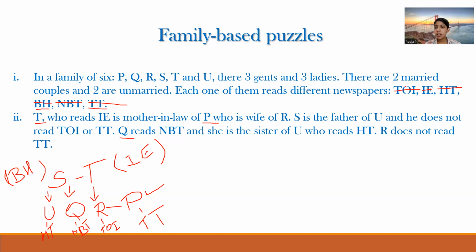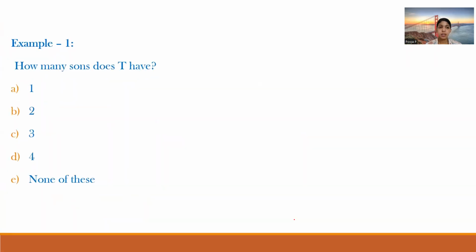So S does not read TOI or even TT. So the only option left was BH, Business Herald. So at that point of time, what is left out? Times of India and TT. So R does not read TT. So Times of India is the only option for R. How about others? Hope your confusions are clarified. Okay, then we'll move on to the questions.